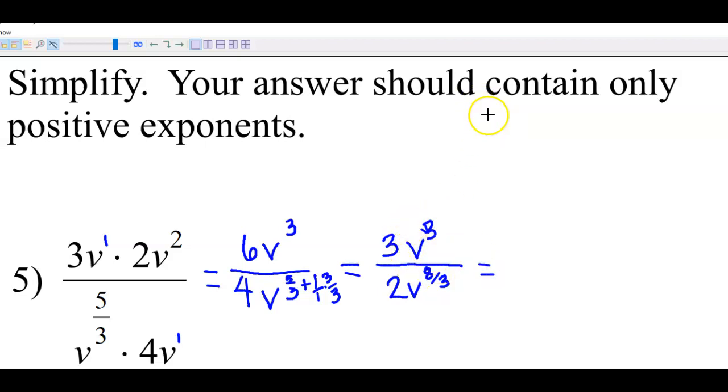Remembering the quotient rule, if I have x to the 5th divided by x squared or something like that, I'm going to take the top exponent and subtract the bottom exponent. So this would give me x to the third, right? So I'm doing the same thing here. The 3 over 2 will stay, 3 on the top, 2 on the bottom. But v is going to have the exponent of 3 minus 8/3.